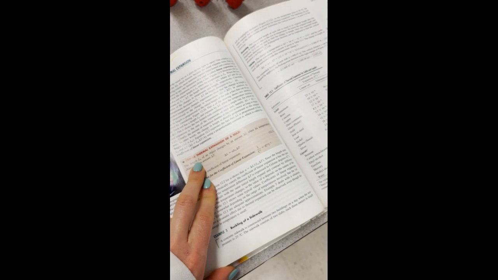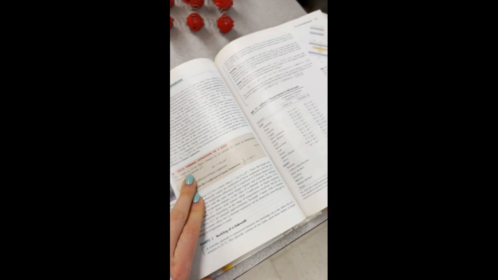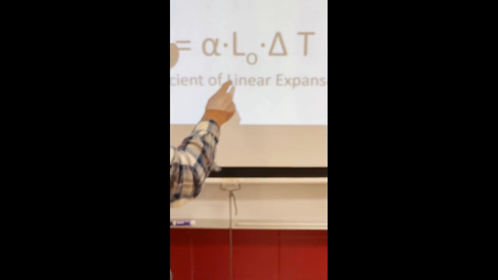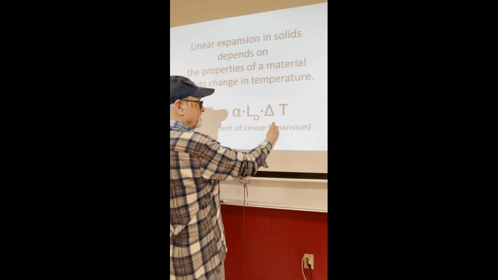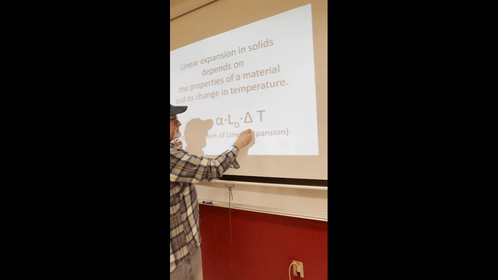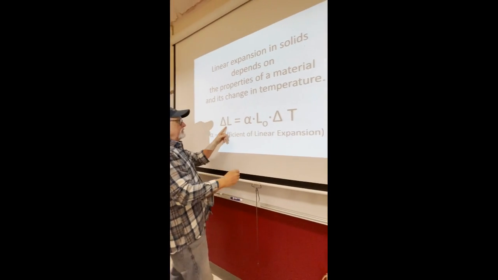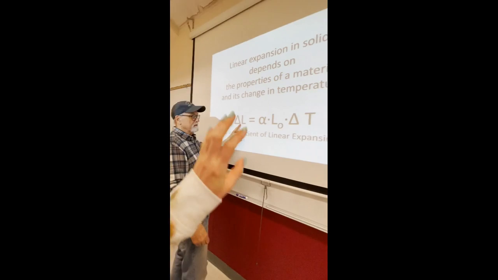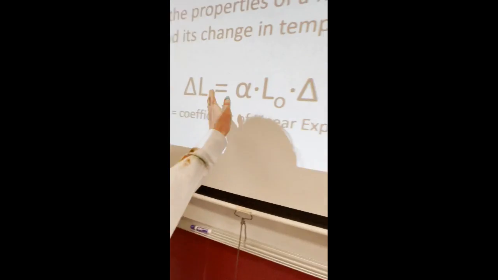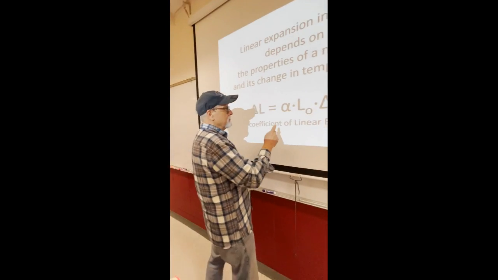Wait, so the L sub O is the length? L is how long it is at a particular temperature. That's the original length, okay? And then you change the temperature, the length is going to change. And that tells you the change in length, so you'd have to add this number to that number to get your new length.